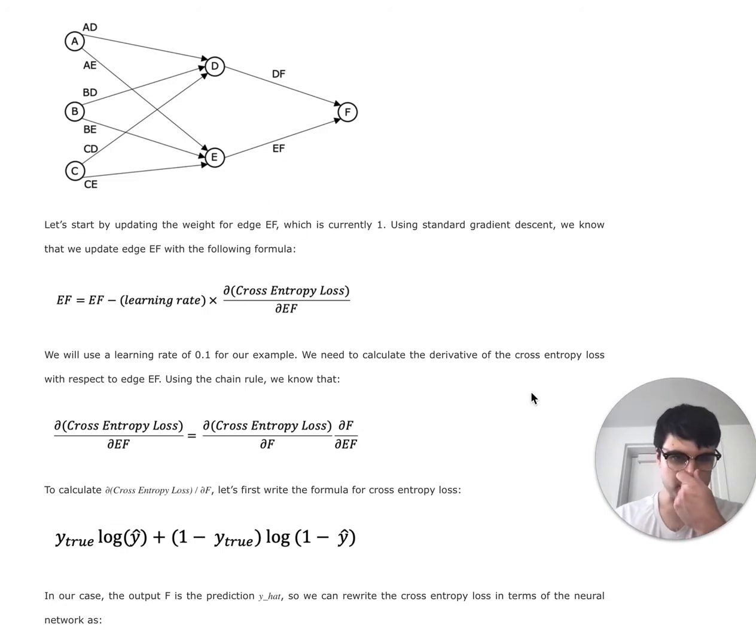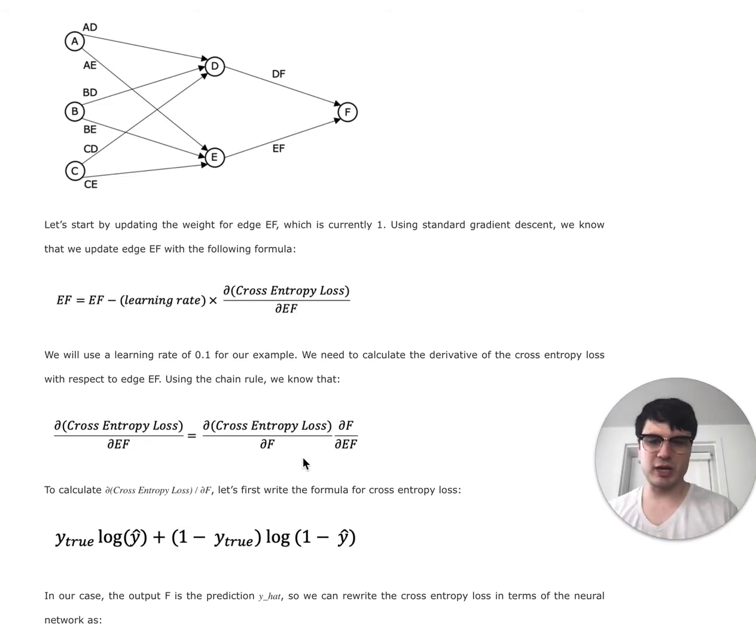And so intuitively, if the loss is high, we will change the weight value a lot, and if the loss is low, we're changing the weight value a little bit because it's already good. In order to actually calculate the partial derivative of the cross entropy loss with respect to EF, we need to apply the chain rule because we don't have this derivative directly.